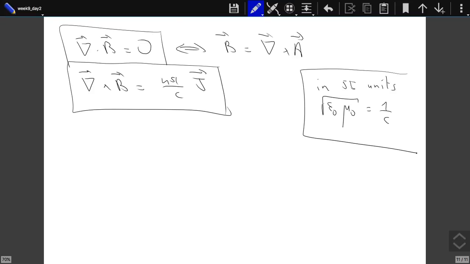Now on Wednesday, we will just proceed with the force that this magnetic field creates. We will study the force, and then we basically know everything about this magnetic induction, about this B field, how it's created, how it exerts force on other objects, and then the rest will be applications. Questions?